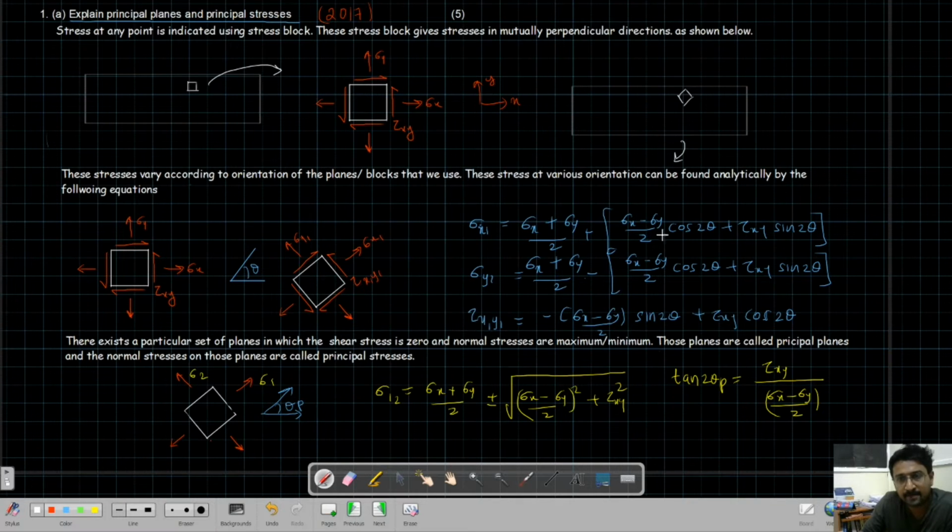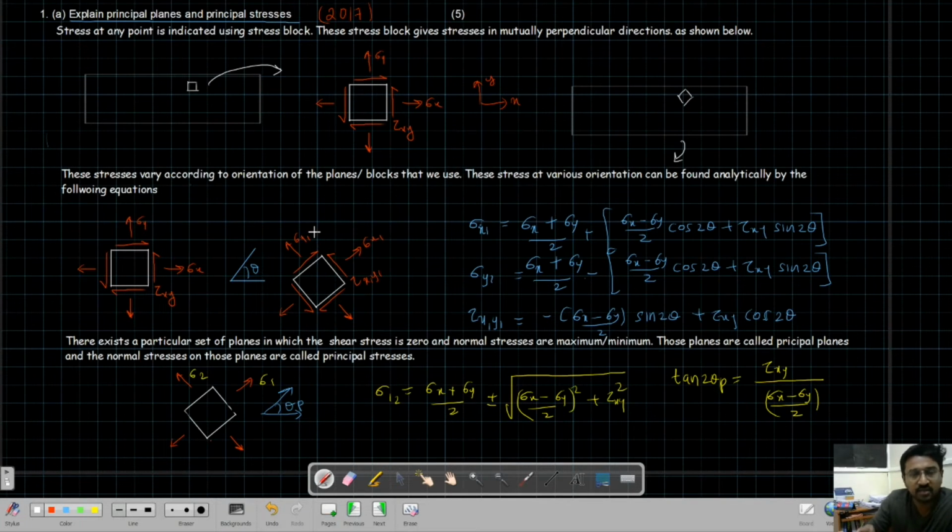Tau x1y1 is minus (sigma x minus sigma y)/2 sin 2 theta. So cos becomes sin with a negative sign here. Then this part also will come here, tau xy cos 2 theta. Sin will become cos, so sin and cos will change and there will be a negative here. So that will become tau x1y1. So these 3 formulas you are expected to remember. If you are not able to recollect these formulas, you have to answer with the last most important part of the problem.